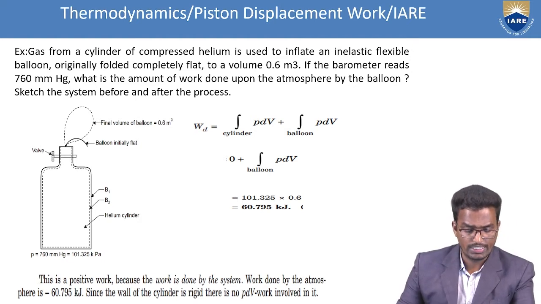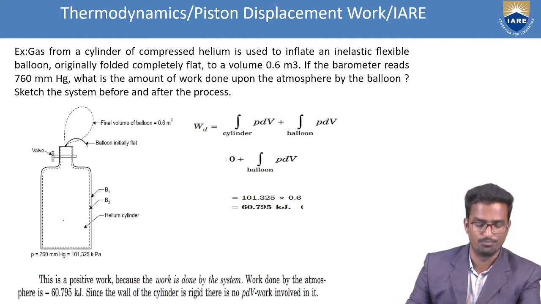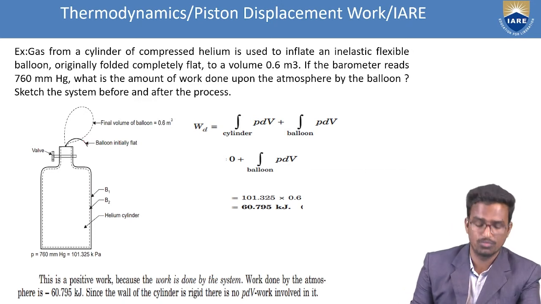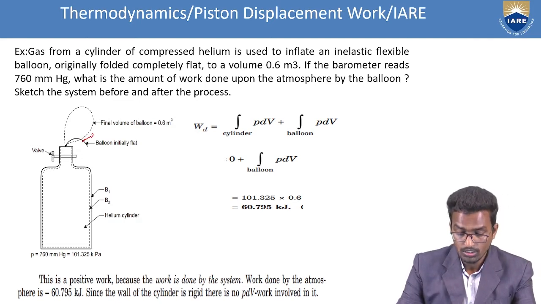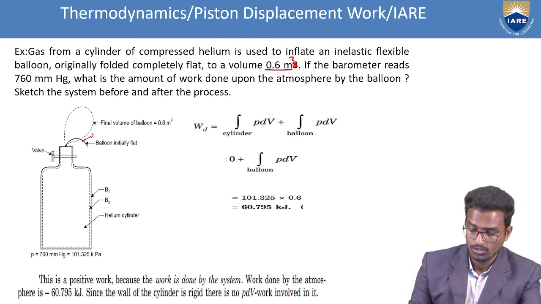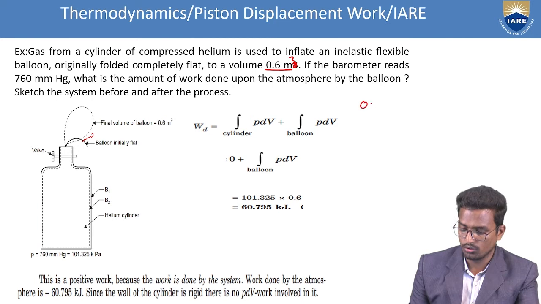So the example is that the gas from a cylinder of compressed helium is used to inflate an elastic flexible balloon. There is a balloon, it is going to be filled with compressed helium. That means this body will have helium. Originally the balloon is folded completely flat, that means initially there is no air in it. From initially completely flat, the volume changes to 0.6 meter cube. So initially it is 0, nothing is there. Then we change it to 0.6 meter cube volume.